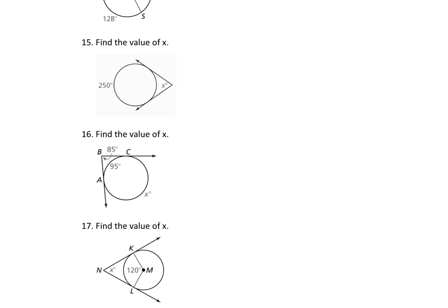Okay, 15, a little bit tricky here. X is outside the circle. The two segments meet outside the circle. So here's the third formula. Okay, inside, outside, and on. We already did one that was on. We did one that's inside. This is outside. We know the big arc because it's given to us, 250. What would be the measure of the small arc?